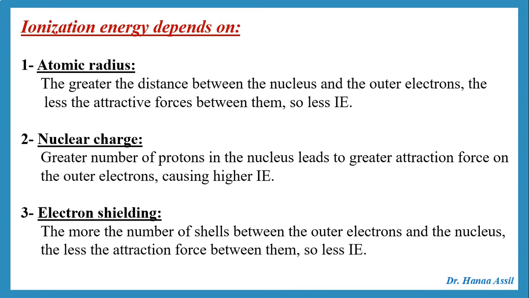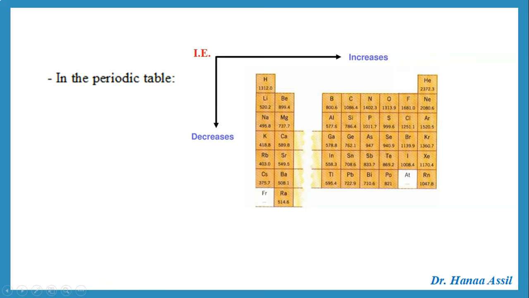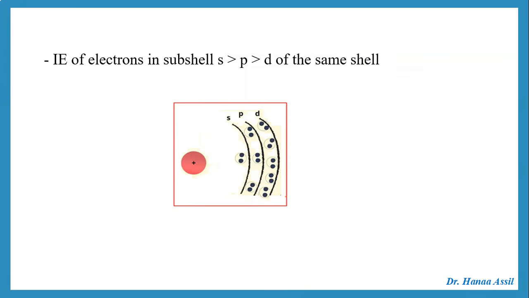So let's talk about specific things. So in general, we're going to say that if we're looking at the trend of ionization energies, if I'm going from left to right along a period, ionization energy increases. If I'm going from top to bottom down a group, ionization energy decreases. Now let's explain some things.